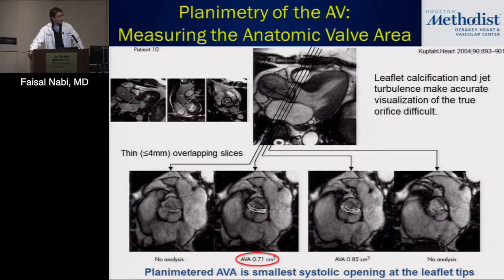So when we make these images, the spatial resolution is down to about 0.5 to 0.6 millimeters in the in-plane direction, and the through-plane is about 5 to 6 millimeters. We don't use any gap, so there's no offset between each slice. And we make a bunch of serial measurements through these valves and actually planimeter these valve areas.